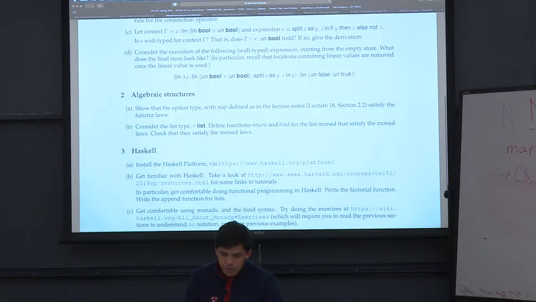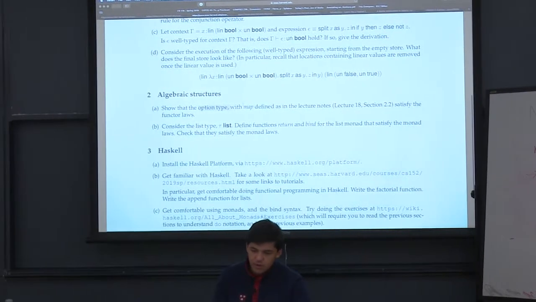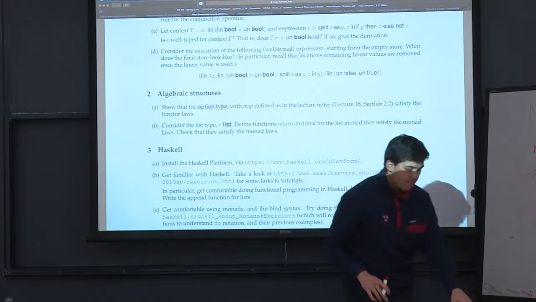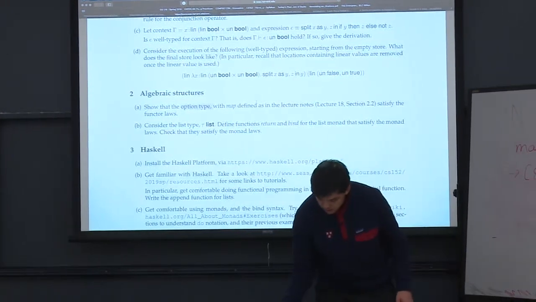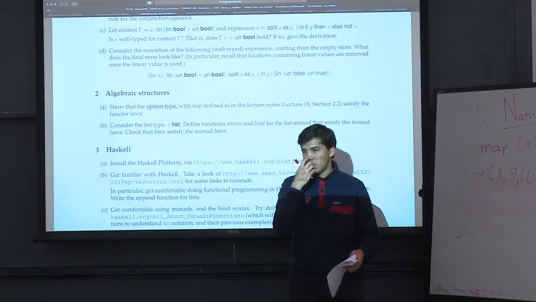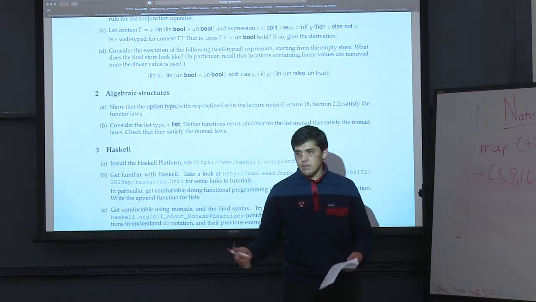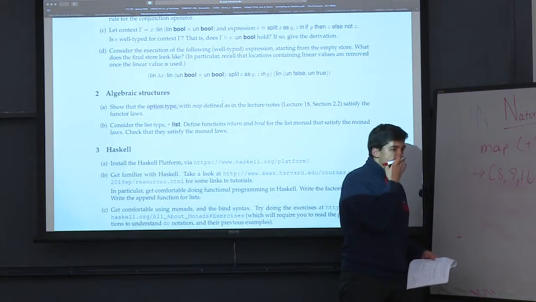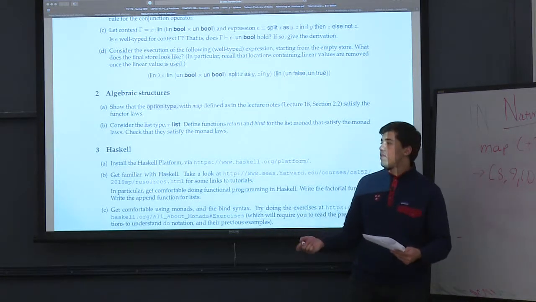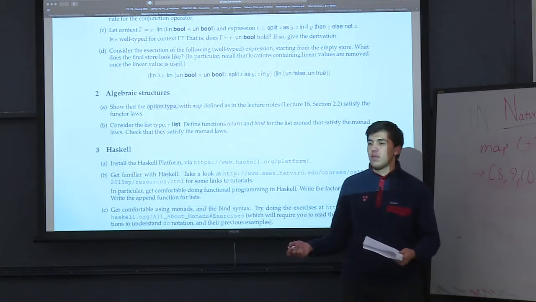Yeah. And now we need to show that the option type, with map defined in the lecture notes, satisfies the functor laws. To go over this other example, are you familiar with the option type? Yes. Yeah. It's either none or something, right? Yeah. So what is an example of a thing in real life that can be either nothing, none, or something?